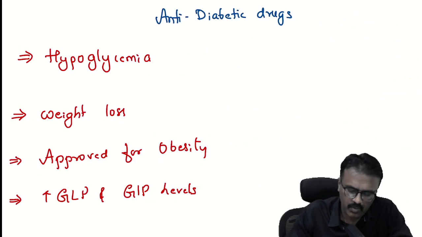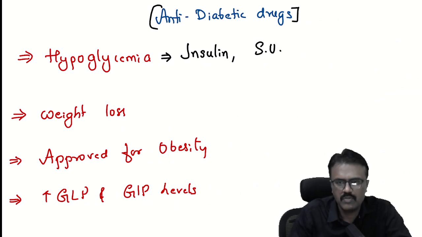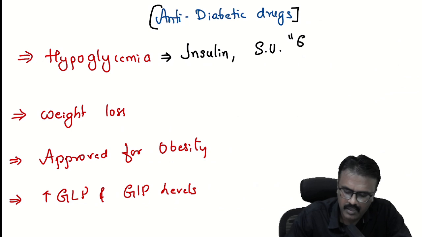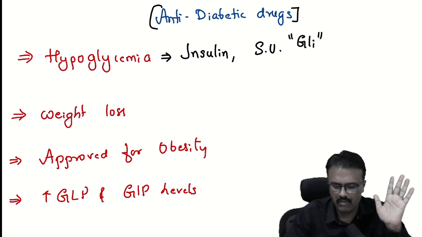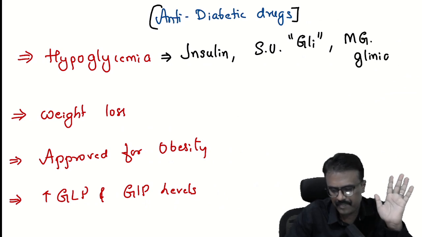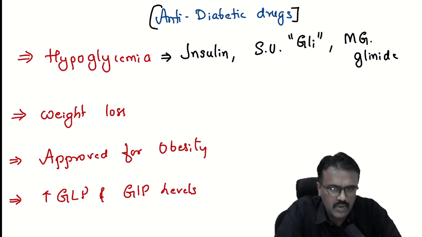So what should I know about antidiabetic drugs? Which antidiabetic drugs cause hypoglycemia? Insulin, sulfonylureas. SU means sulfonylureas and all of them start with gli. For example, glimepiride, gliclazide, glibenclamide, like that. And one more is meglitinides. They end with glinide. So these three drugs can cause hypoglycemia. Let me repeat: insulin, sulfonylurea, and meglitinide. Metformin is not going to cause hypoglycemia.